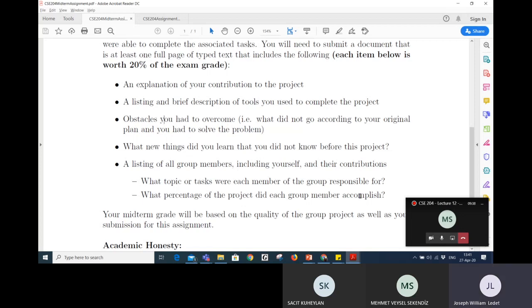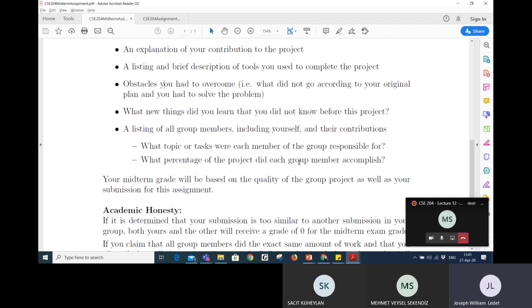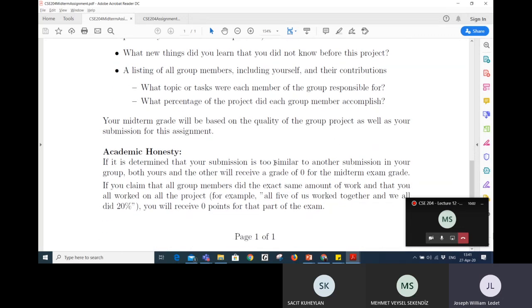And the truth is, you will probably have different understandings of how much you did versus how much someone else did. But if there was a particular group member that did not contribute much to the project, that came up with excuses, didn't come to the group project meeting, this would be where you would say that. You would tell me that this person did not do as much as we had hoped. The midterm grade will be based on the quality of the group project to some degree, because your final group project is actually going to be entirely rolled into that final exam grade. Okay, but this submission is also going to be factored in.